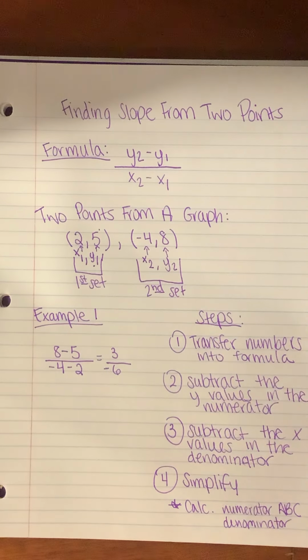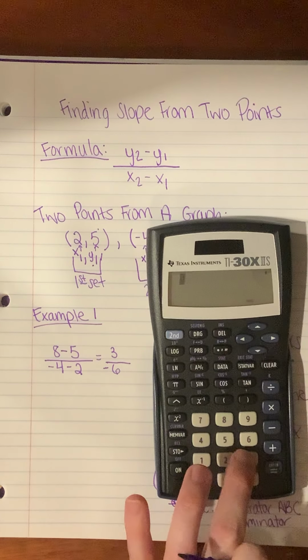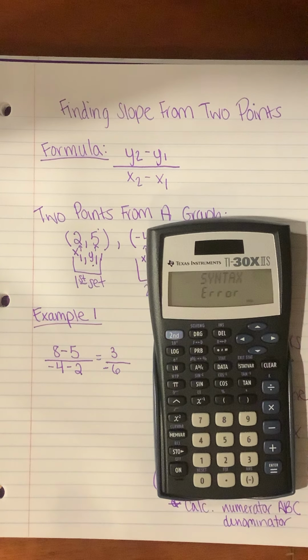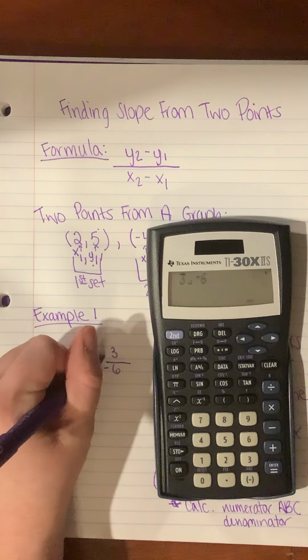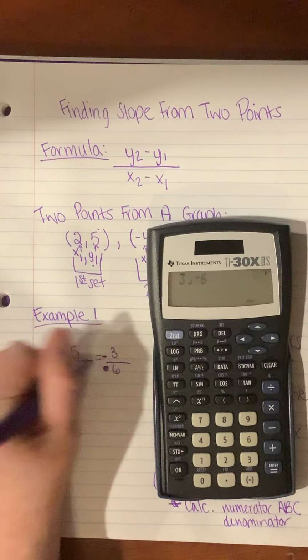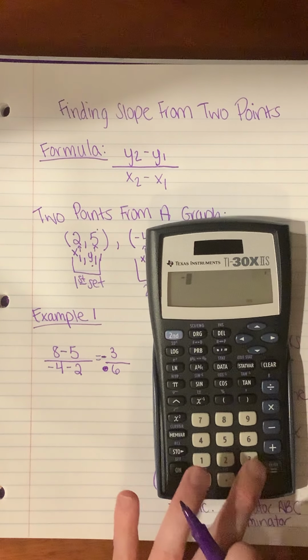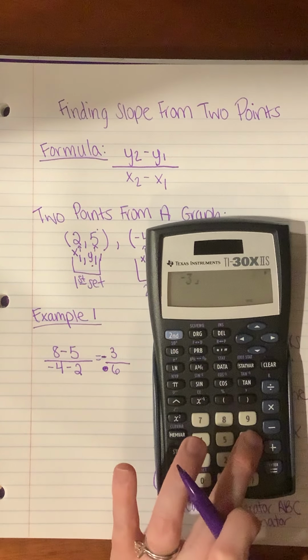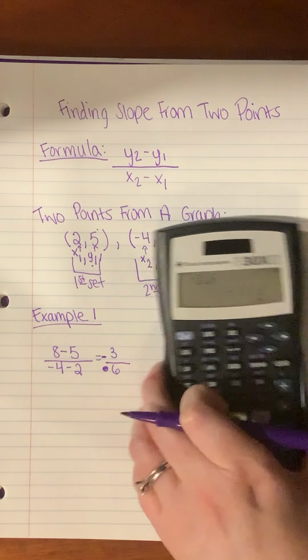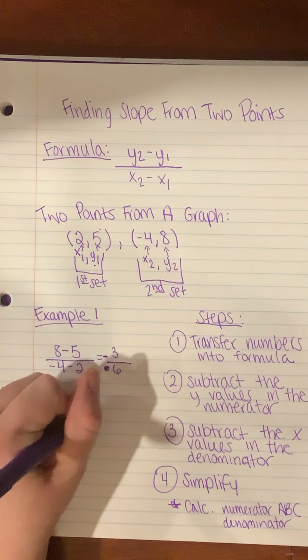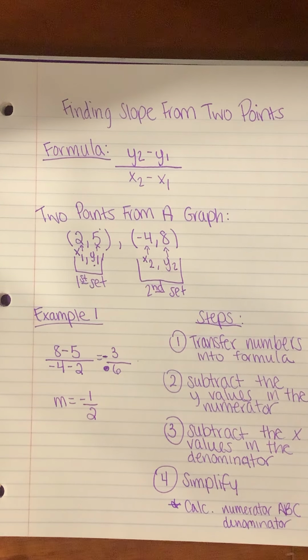So let's see how that plays out in my calculator. So I had 3 ABC -6 equals, ooh, syntax error. Here's why we got a syntax error, guys. We put our negative in the denominator. That's okay. We want to put it at the beginning of your fraction because that negative should just be in the beginning. So let's try that again. -3 ABC 6 equals -1/2. So our slope simplified was -1/2, or m equals -1/2.